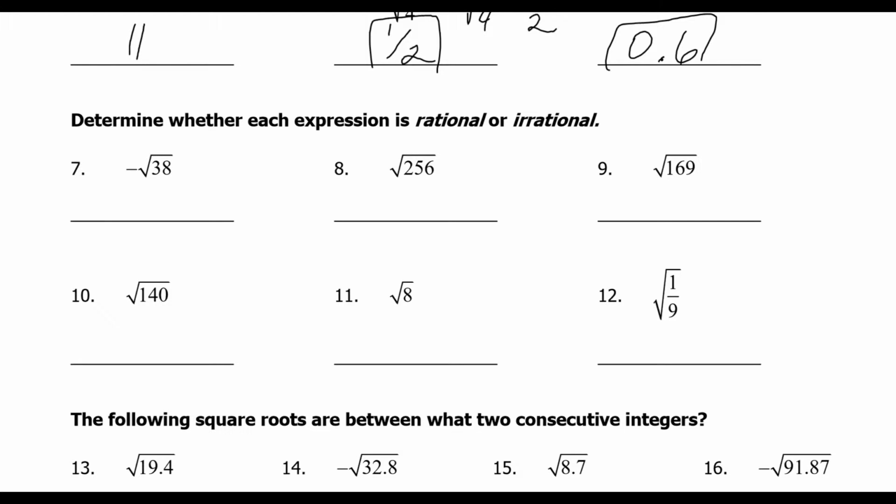Alright, next thing, number 7 through 12. It's asking us to determine whether each expression is rational or irrational. Now, that doesn't mean are these numbers crazy or sane. It just means, are they able to be put into a ratio? Okay, that's where the word came from.